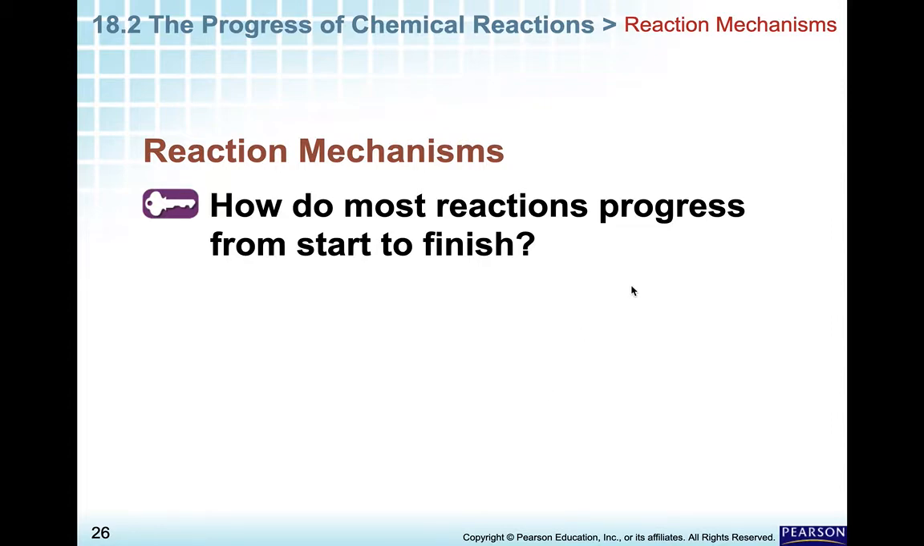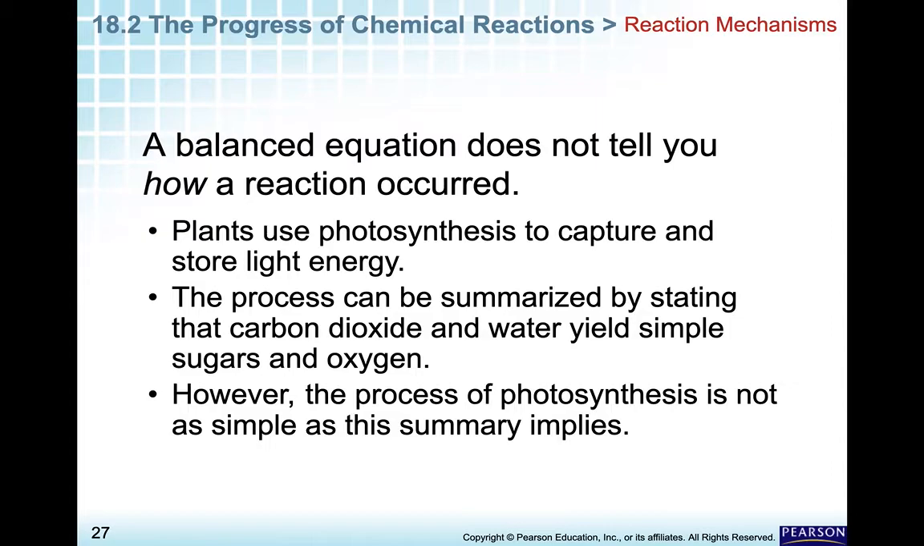The reaction mechanisms describe to us how a reaction progresses from start to finish, all the way through. So our balanced equation doesn't tell us the whole story. It tells us the start, what the reactants are, and it tells us the end, what the products are. But if there were any in-between steps, we don't see those in the chemical equation.